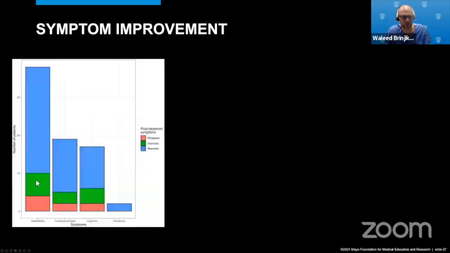Regarding symptom improvement, we had headache improvement or resolution in a vast majority of patients that had headaches. Vestibulocochlear symptoms improved in close to 90% of patients. Cognitive function improved in 90% of patients. And the one patient that had ataxia and imbalance had a resolution of that as well.